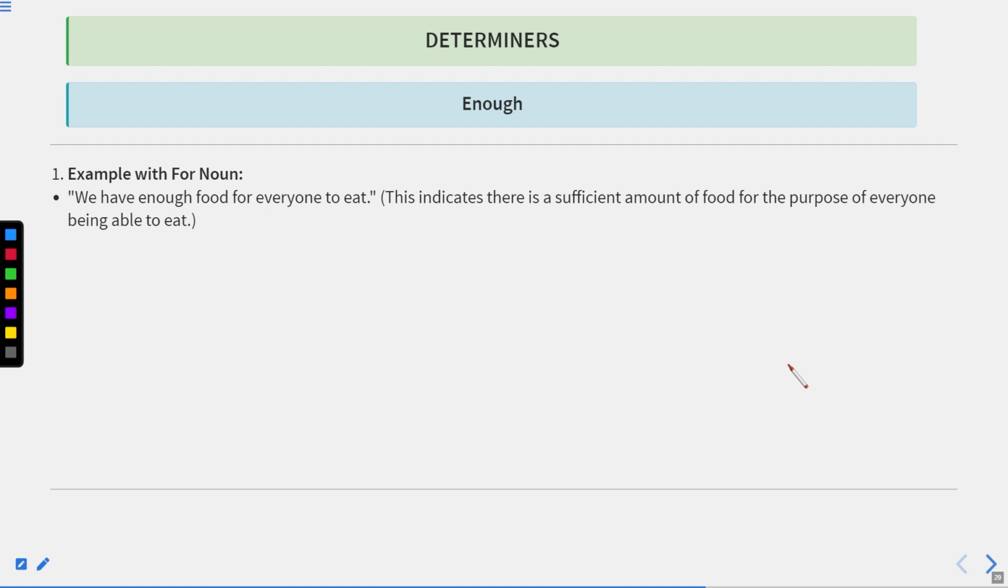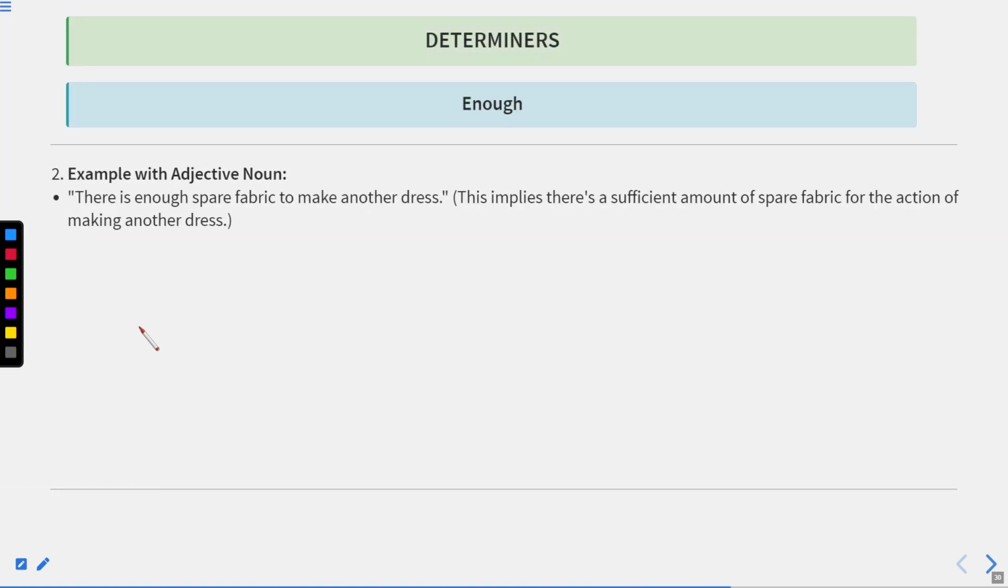For example, with for plus noun: we have enough food for everyone to eat. Here, food is a noun and enough is used as an adjective. Then we have used the phrase for everyone to eat, and to eat is an infinitive. This indicates there is a sufficient amount of food for the purpose of everyone being able to eat. So to plus verb first form shows the infinitive, which shows the purpose behind doing something.